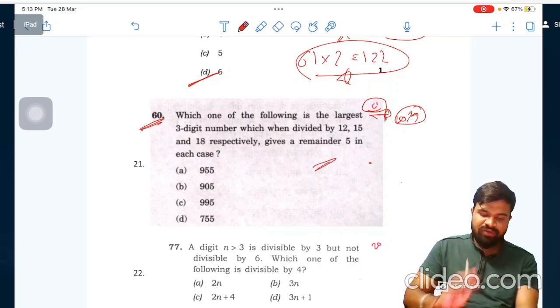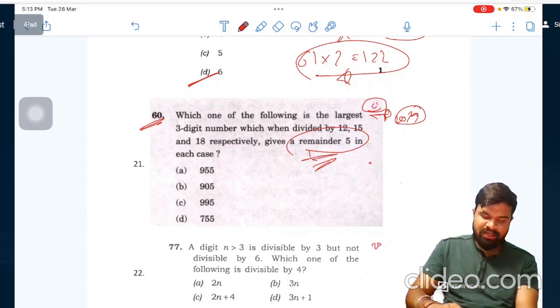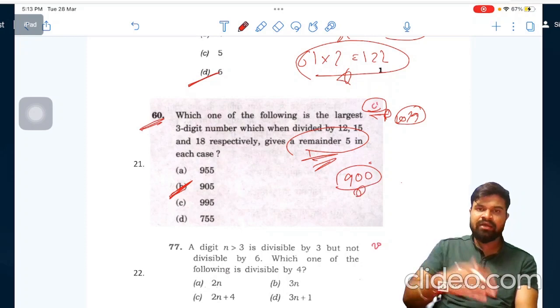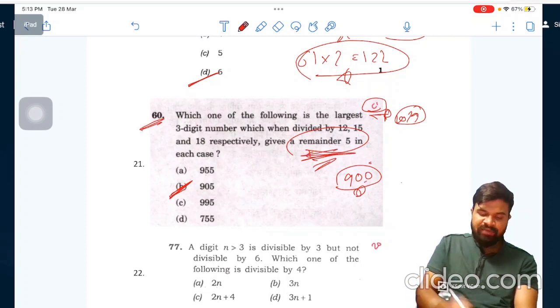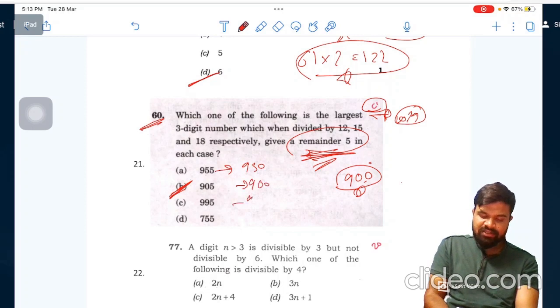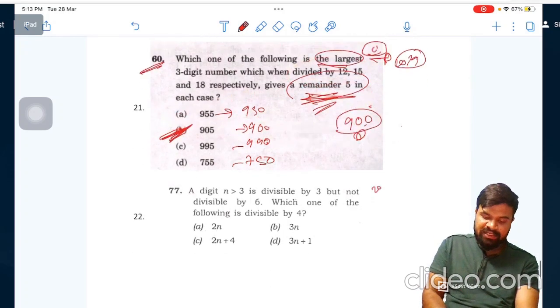So I will leave this to you as homework, because this is a simple question of common remainder. The answer will be 905, because the LCM will be a multiple of something like 900. Then you will have to subtract the remainder. This will give you 950, this will give you 900, this will give you 990, this will give you 750. Then you will start from the largest number, because they are asking for the largest number, and then you will satisfy all the possible cases. You will find that 905 is the answer.